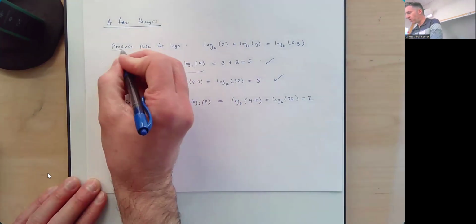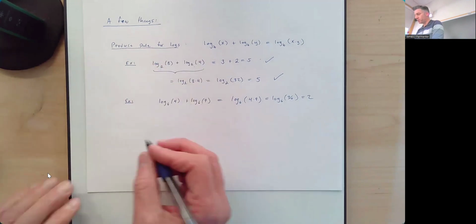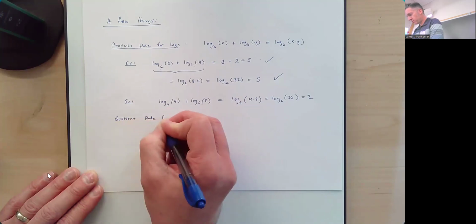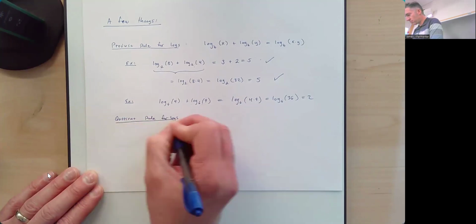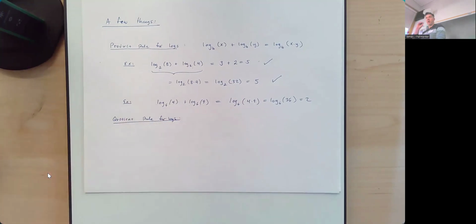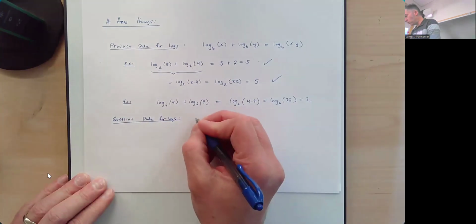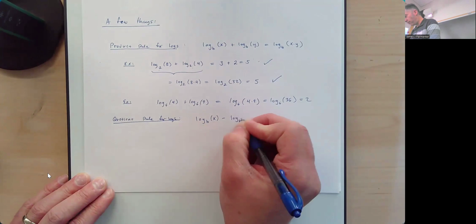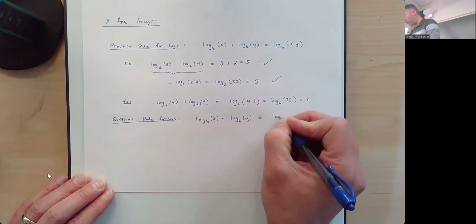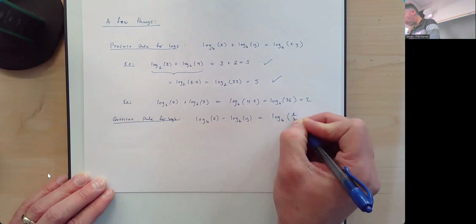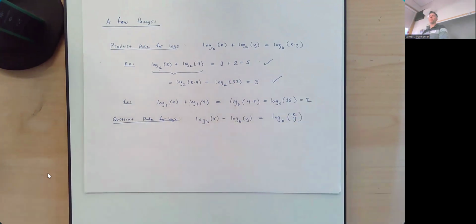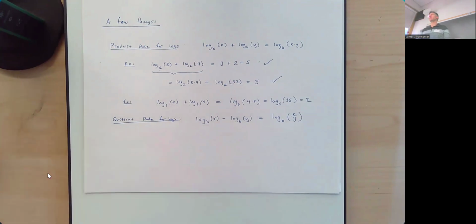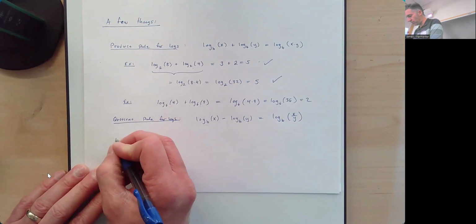There's also a quotient rule for logarithms. And it works very similarly. Instead of when you add, you end up multiplying the arguments. When you subtract two logarithms, log base b of x minus log base b of y, you end up dividing their arguments. You get log base b of x divided by y. And I feel like we don't really need an example for that, although I'm happy to provide one if we would like to see one.